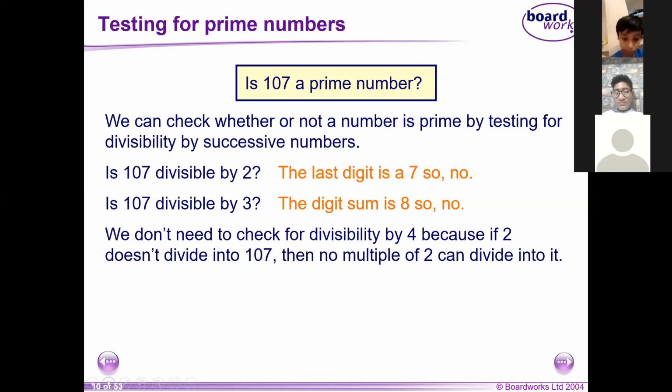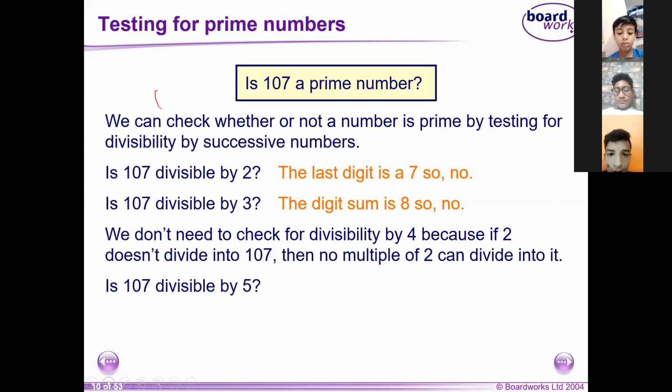You don't need to check for divisibility by 4, because if a number is not divisible by 2, it will automatically not be divisible by 4. There is no multiple of 2 that can divide into it. Now we will check, is 107 divisible by 5? No. The last digit is 7, so no.